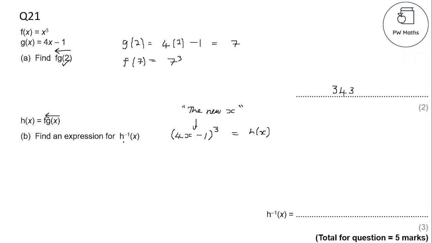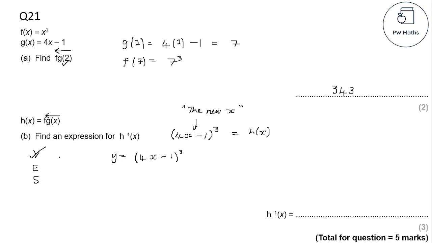Now the examiner says find h to the minus 1 of x. That's the inverse function. I wouldn't write this on my exam paper, but my thought process is, am I able to do this question? And the answer to that question is yes, I'm able to do it. Because the first thing I'm going to do is write y equals the y bit. Y equals 4x minus 1 cubed.